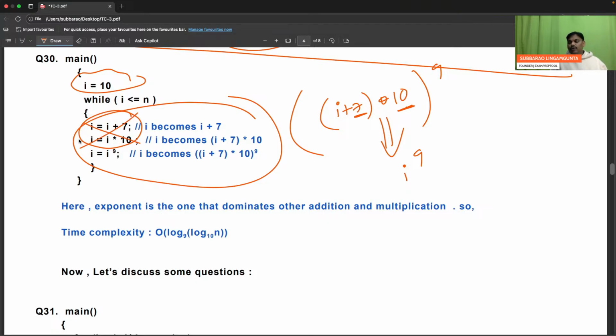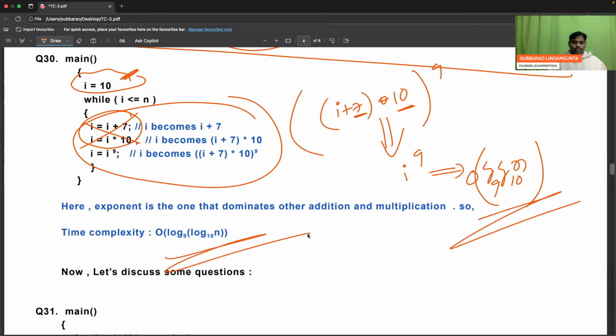I is equal to I power 9. Even though all three are there, the final meaning is the same, so I power 9 only. The power answer is the same: log n. But inner base is 10, outer base is 9. So the answer is log n. That is the answer for this.